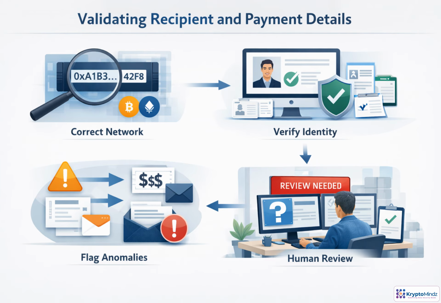Once details are extracted, treat them as untrusted until validation passes. Confirm the address format and intended blockchain network, because a valid address on the wrong chain can still lose funds. Match the vendor against trusted records, prior invoices, allow lists, or signed messages. Then check for anomalies such as changed addresses, duplicate invoices, unusual amounts, or odd terms. If confidence drops, stop automation and route the payment for human review.